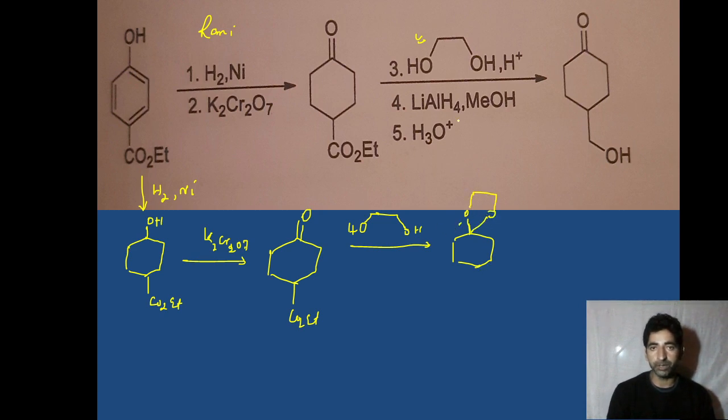Now once it is protected, then we can carry out the reaction with lithium aluminum hydride. Now what is the function of lithium aluminum hydride? It brings about the reduction of this ester group. Since it is reduction of an ester by lithium aluminum hydride, it's converted into an alcohol. So first it will be converted into an aldehyde, then it is converted into an alcohol. In the last step, it will be converted into an alcohol.